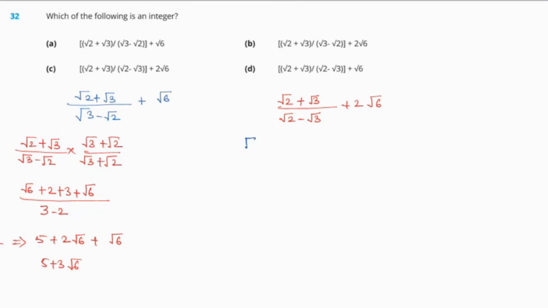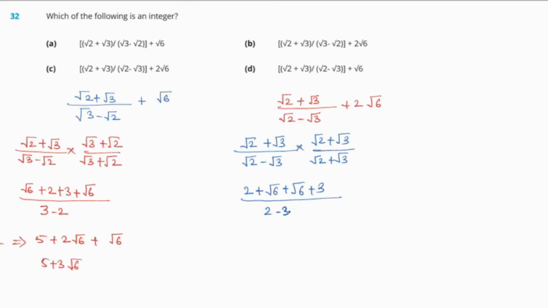Okay, so when we are going to rationalize it, it becomes (root 2 plus root 3) by (root 2 minus root 3). We need to multiply it with (root 2 plus root 3) by (root 2 plus root 3). So we are going to get 2 plus root 6 plus root 6 plus 3 by 2 minus 3. Okay, root 2 square is 2, and 2 minus 3 gives us what? 2 minus 3 gives us minus 1.